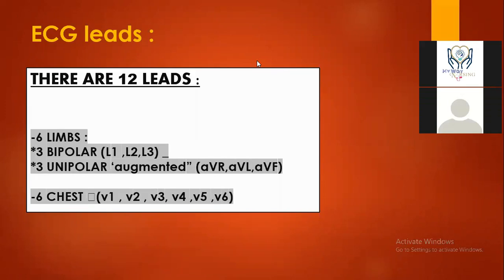So, ECG leads. After understanding the conducting system and how it works, we have different types of leads: 12 ECG leads, 6 limb and 6 chest. The 6 limb leads are 3 bipolar, which represent L1, L2 and L3. In the ECG paper, you have to memorize these names, okay? So we have L1, L2, L3, and 3 unipolar or augmented: aVR, aVL, aVF. These are limb leads. For chest leads, we have V1, V2, V3, V4, V5, and V6. We go through them in detail now.